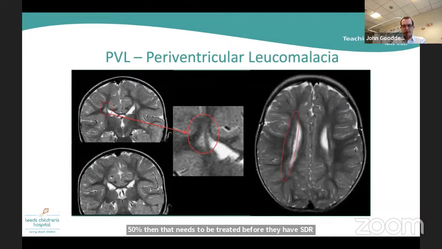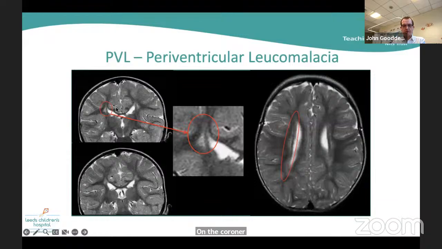So this is an example of periventricular leukomalacia, this thin white band beside the ventricle. On the coronal scan, you can see it here. And that's indicating this is the part of white matter that has been injured around the time of birth, giving the cerebral palsy. We want to see that that's there to help confirm that diagnosis.